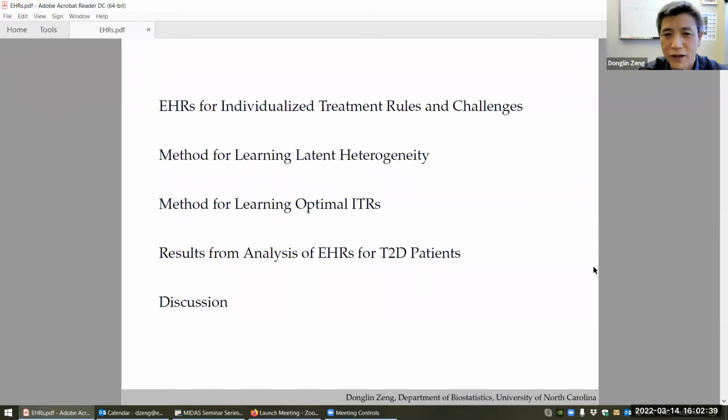my goal here is precision medicine. Basically, we want to come up with a treatment rule from this data, so that when new patients come in, you can give the best treatment for each patient. That's the whole goal we hope to achieve here. And of course, I'm going to show you the results of this application.